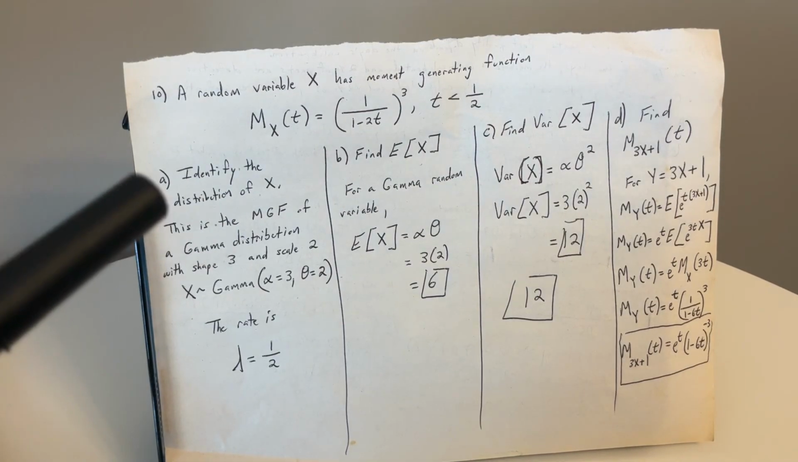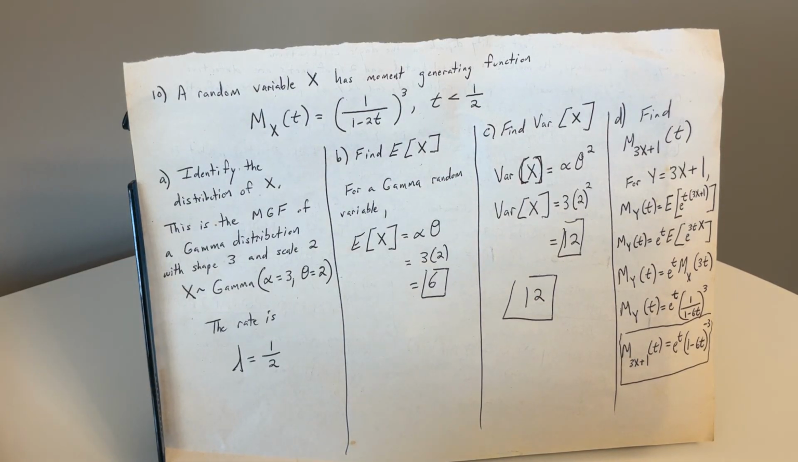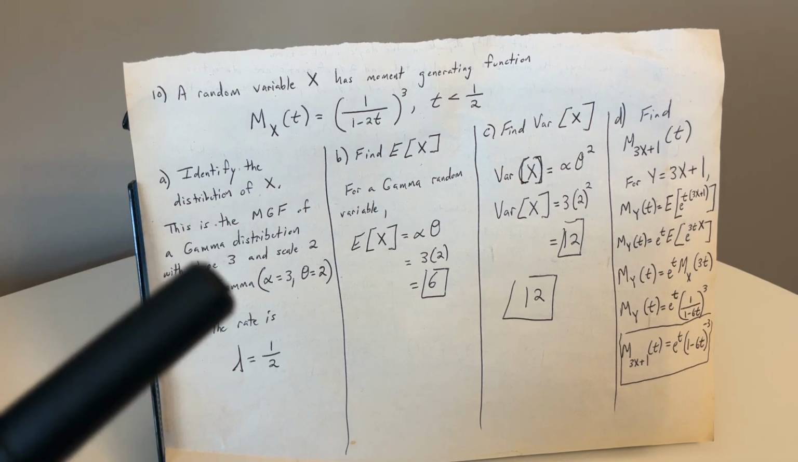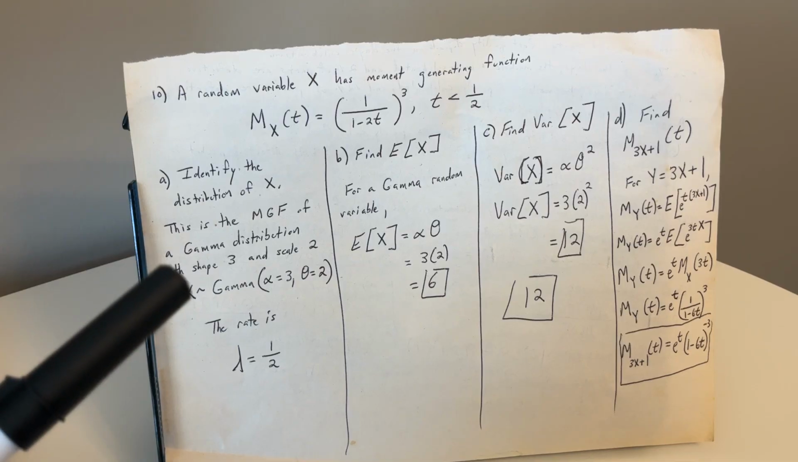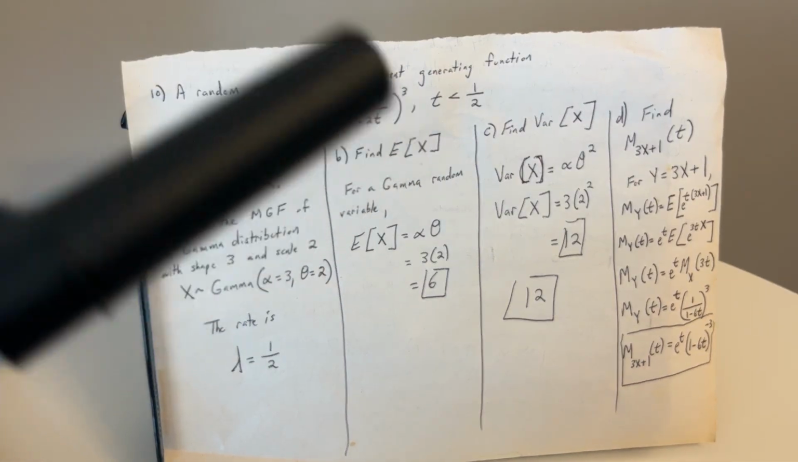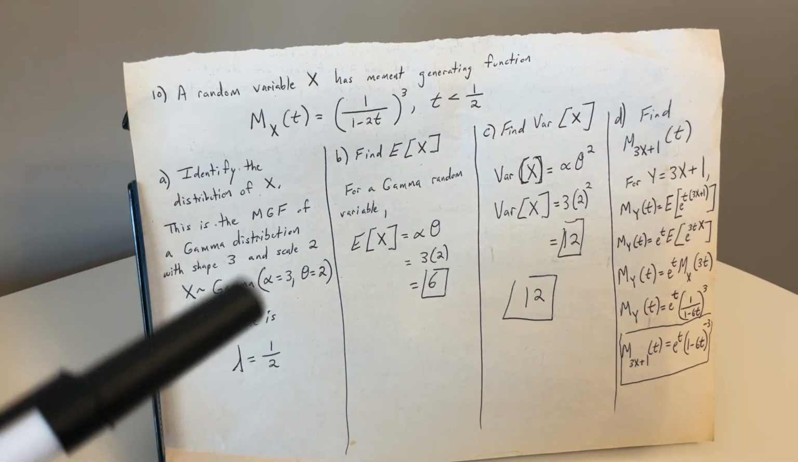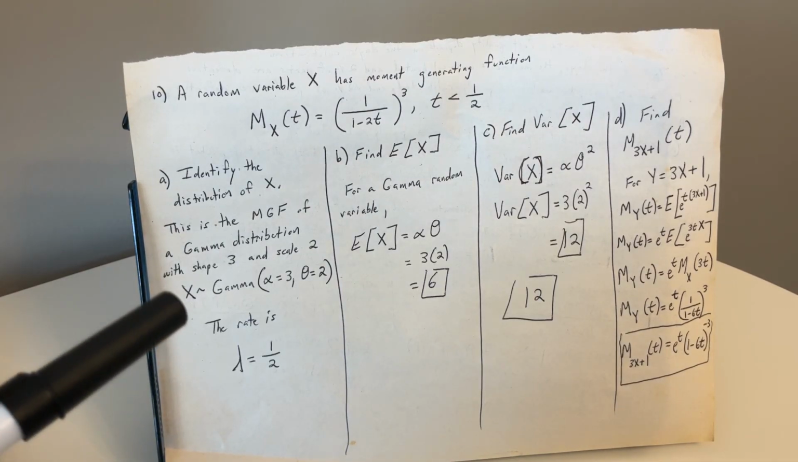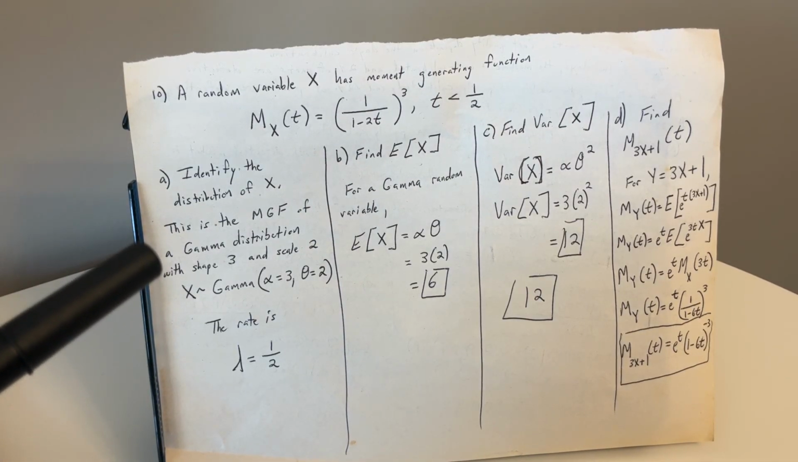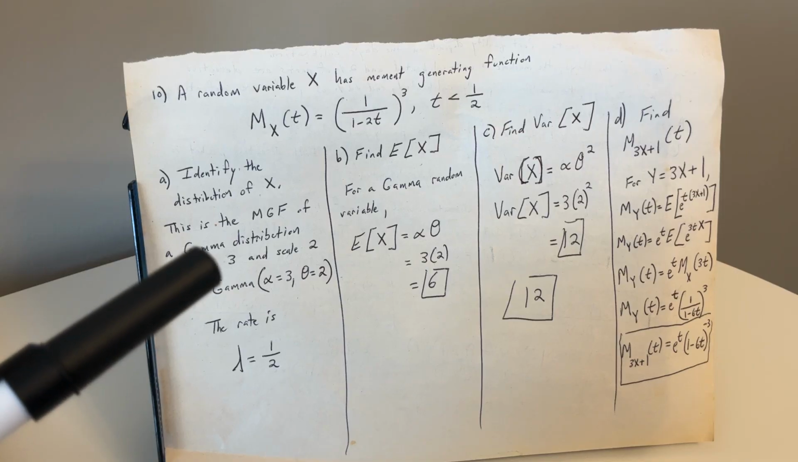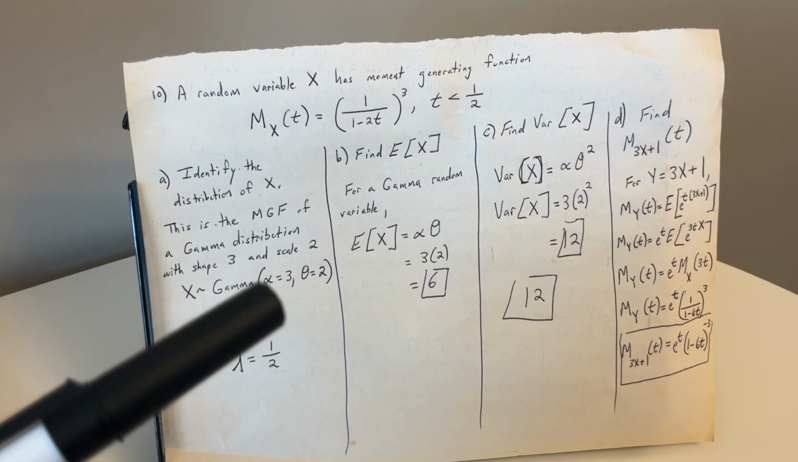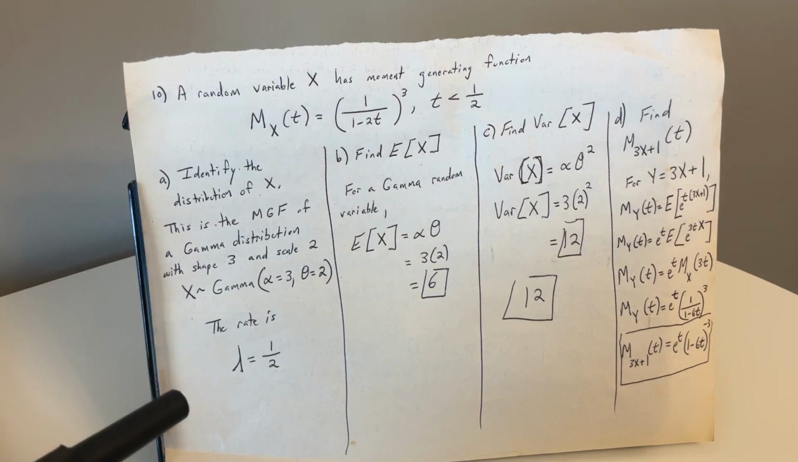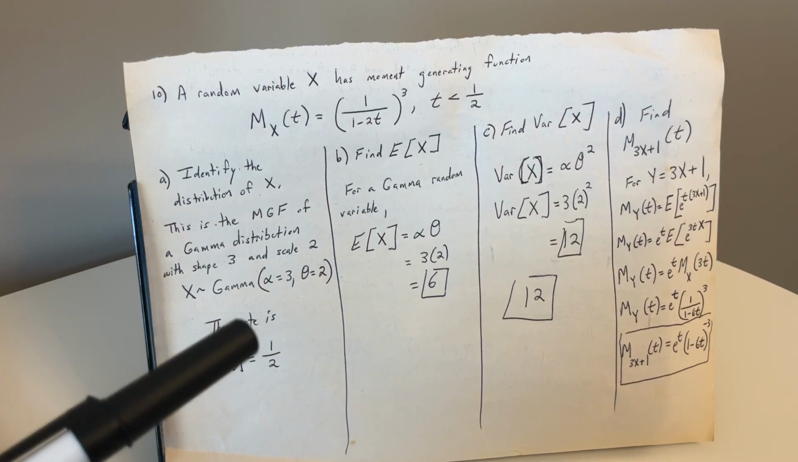For part A, they want you to identify the distribution of x. So this is the MGF of a gamma distribution with shape 3 and scale 2. This x follows the gamma distribution where alpha equals 3 and theta equals 2. So the rate is just lambda equals 1/2.